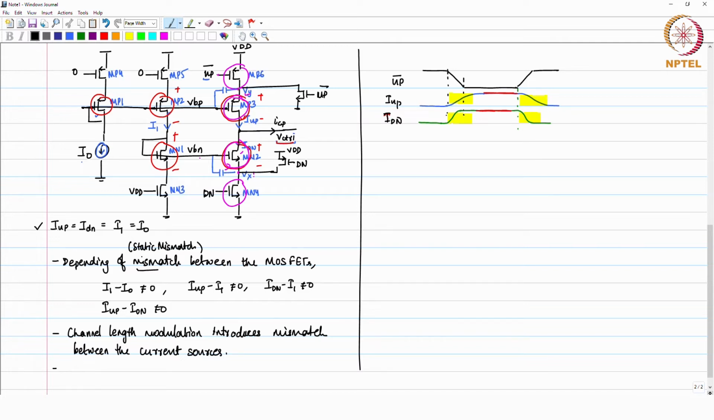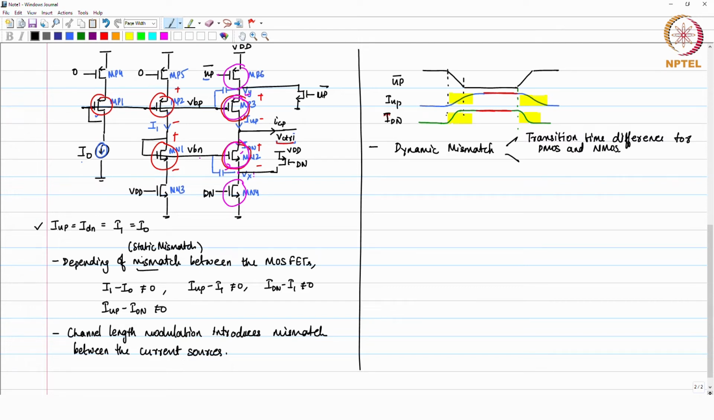Another one, so this is a kind of dynamic mismatch in the current sources. So, you have dynamic mismatch, and one dynamic mismatch is because of transition time difference for PMOS and NMOS.